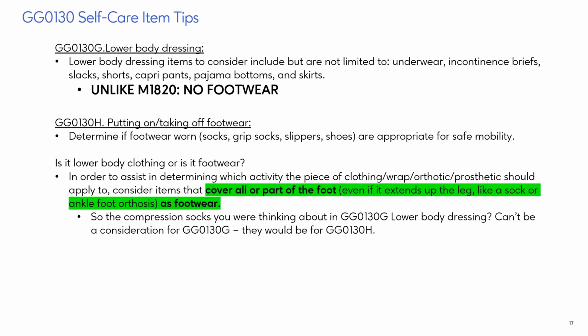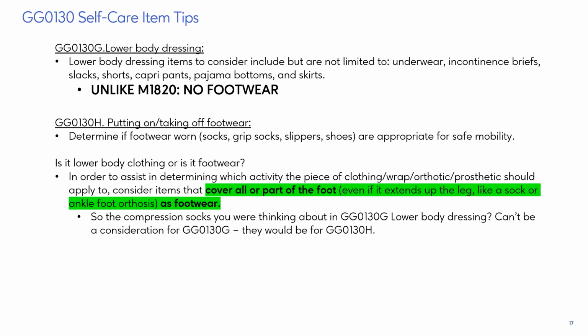So speaking of footwear, let's get into that a little bit more. That GG0130G lower body dressing item, we know what it is. And it's not like M1820 in that footwear is not considered for this lower body dressing item. What is the GG0130H? That's talking about your footwear. Okay, and that one makes sense.